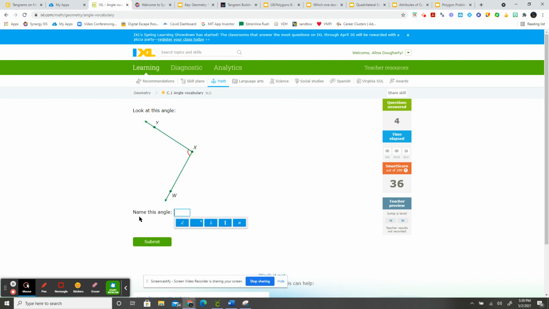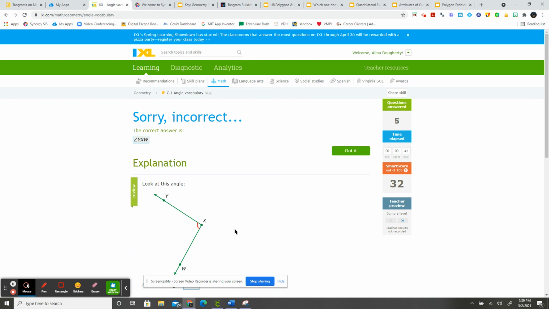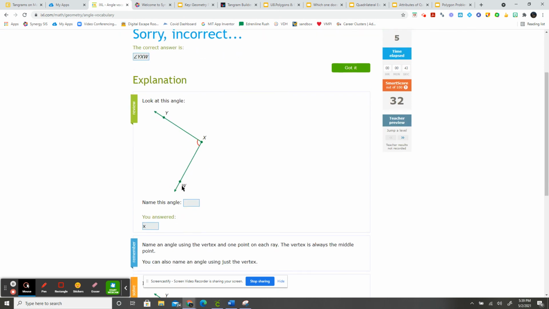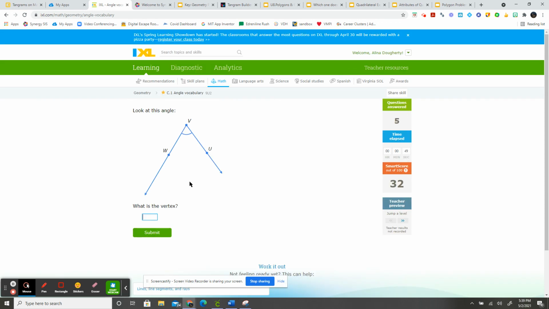And it'll keep going like this. For now, we've got to name the angle. So we can either name it X, or we can name it YXW or WXY. This angle has 3 legitimate names. So I'm going to do the first one with an X. Uh-oh, it wanted all 3. So YXW is what it wanted. Let's see if it gives us a second chance.